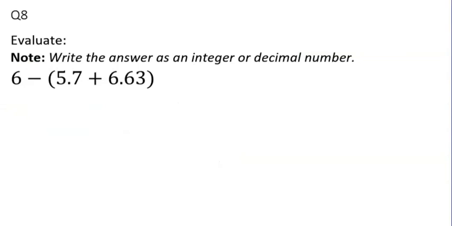Okay, so this is a numerical expression. An equation has to have the equal sign, remember that? And this just has numbers and operators. So this is a numerical expression. So what do you solve here first? The parentheses, right? Because it's grouping. Okay, so I'm going to do 5.7, and I'm going to add 6.63.